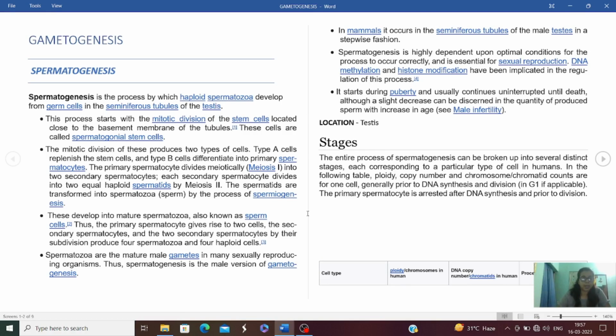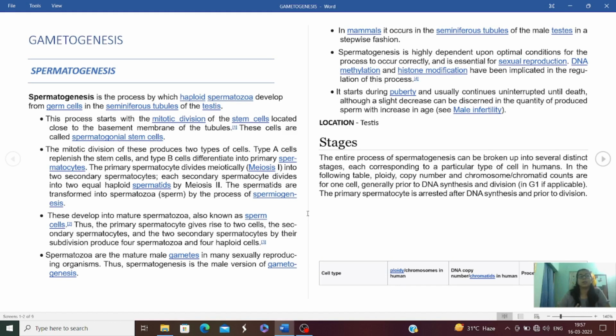As you know, what is gametogenesis? Gametogenesis is nothing but the formation of gametes, that is male gamete and female gamete, and the formation of male gamete is known as spermatogenesis. In today's video we are going to discuss spermatogenesis in detail. So let's begin. Before that, let's understand what is spermatogenesis.